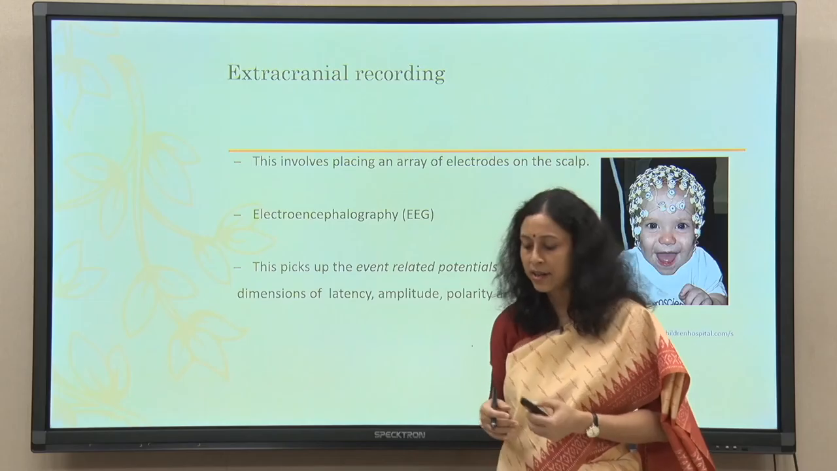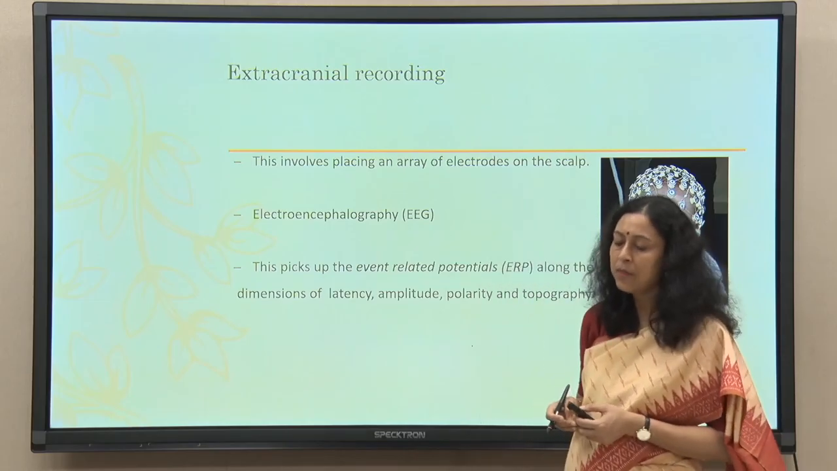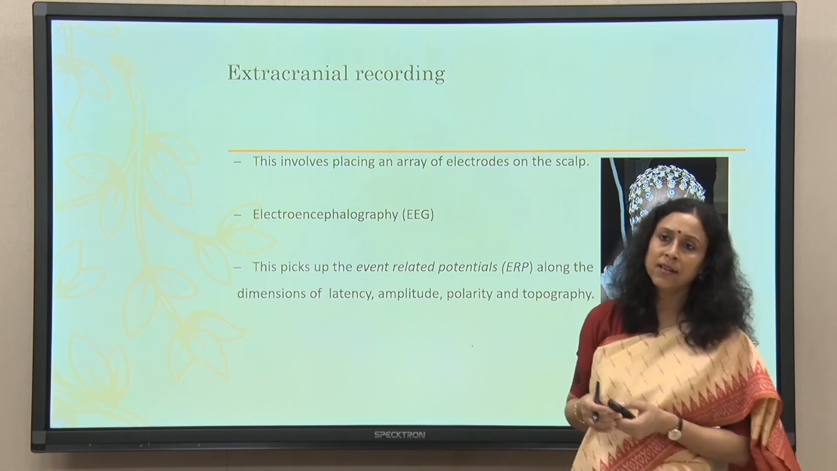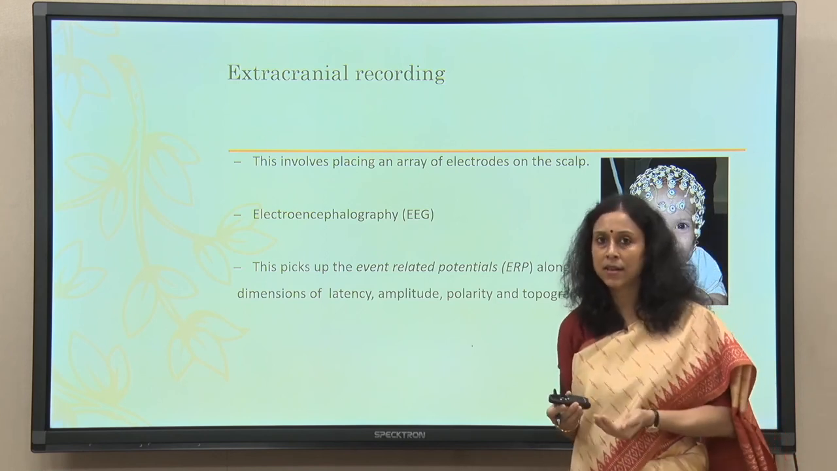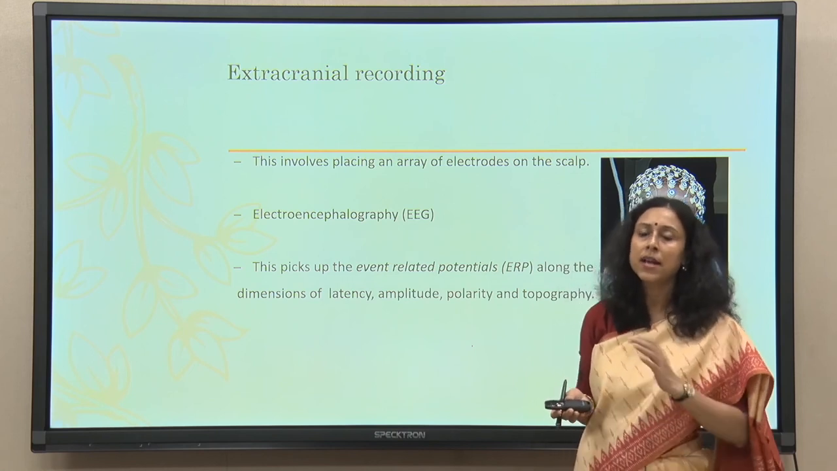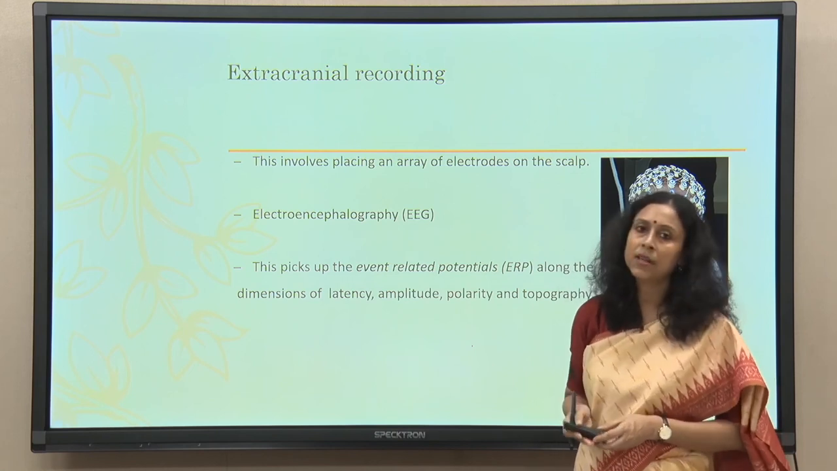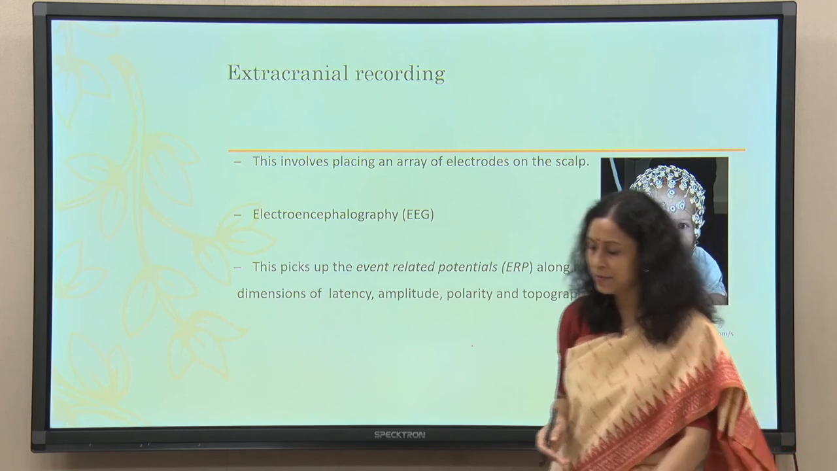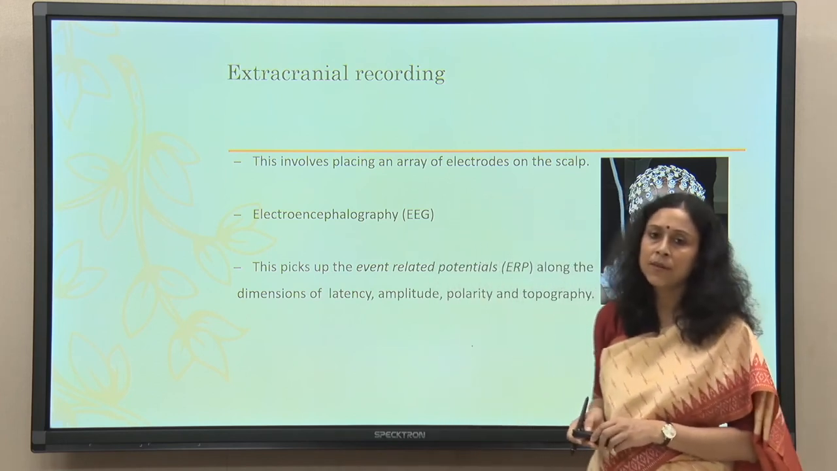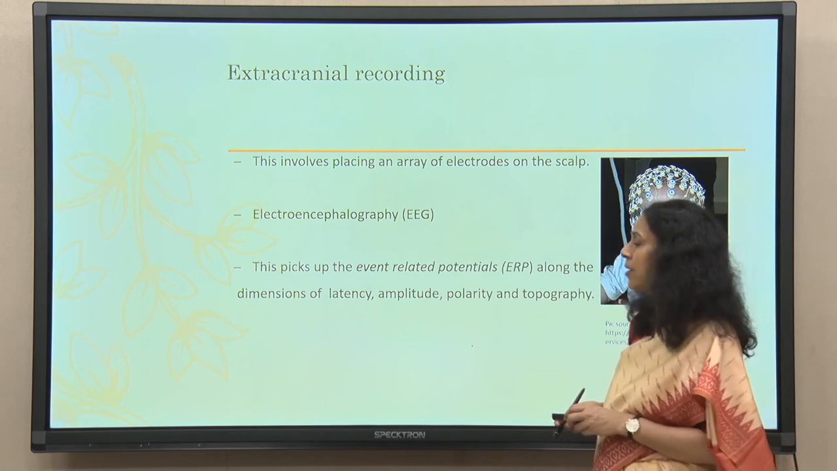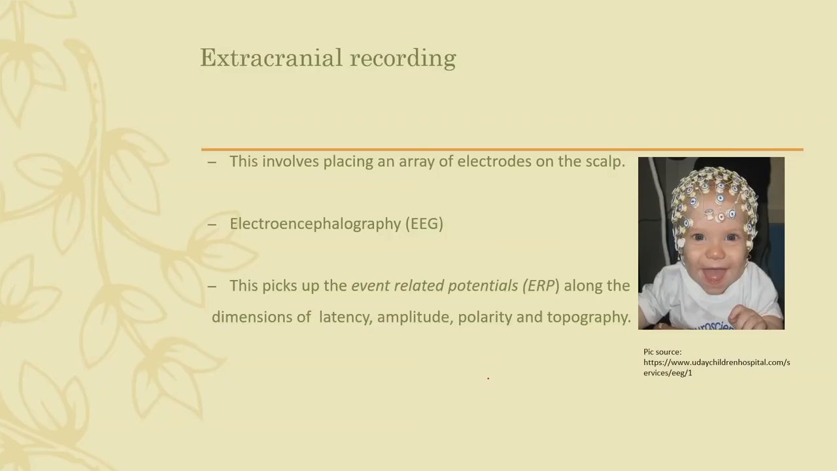So, inside the cranium. Now, we move on to extracranial recording. Extracranial recording refers to the recording that happens from outside the cranium. So, the skull is not opened, it is still closed, and we are picking up the signals from outside the skull. This is again a representative picture of how it looks. One of the machines is called electroencephalography, EEG. EEG is these days used a lot for language related research.